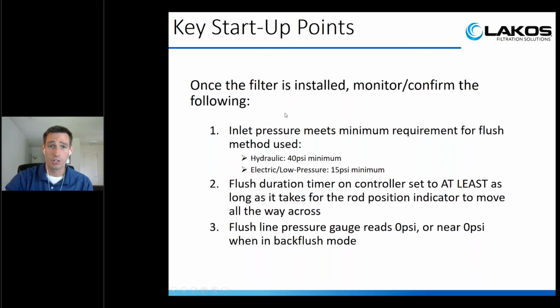Make sure that the inlet pressure meets the minimum requirement for the flush method used. So if you're using a hydraulic type screen, you want to make sure that the inlet pressure is at least 40 psi. If it's less, we'd have to run the numbers and look at it, but if you really want to stay simple and make sure it's working properly, you want to make sure that it's at 40 psi. If it's less than 40 psi, we would really encourage and require it to be the electric low pressure version, which has that DC motor on the side.